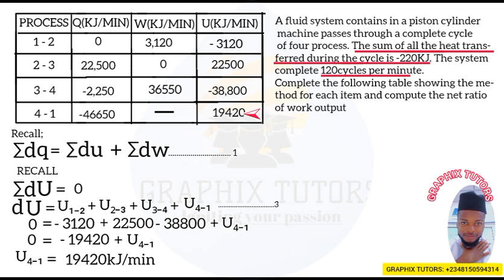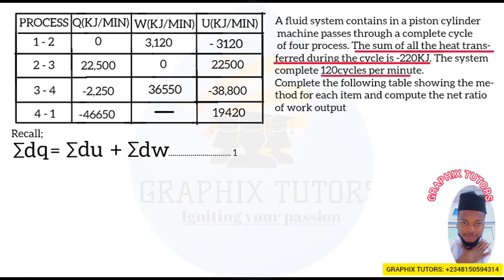Is that taken? So from here, recall that my dq is equal to du plus dw. That's my equation 1 you can see on the screen. So what is the q that we calculated for? The q here, the total heat, is giving us minus 46,650 equals to the summation of the u we have here is giving us 19,420 plus the summation of the w we don't have yet. So I'll just write it W4 to 1 here. Is that taken?